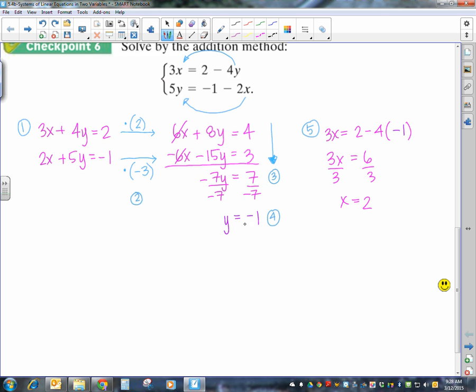Okay, so when I put those two together, oh, actually I got to do step 6. Step 6 is to check, and I'm going to check using the other equation.